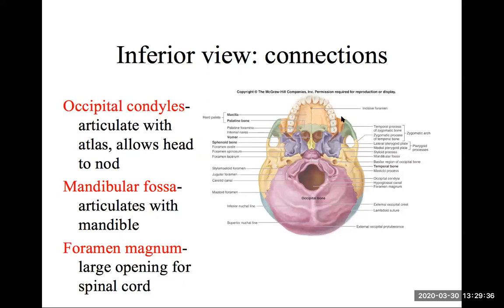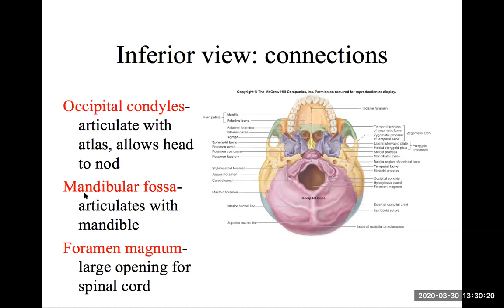Looking from an inferior view, we can locate some of the structures that are critical to this cranium. We have the occipital condyles, and notice it's part of the occipital bone. These condyles are on either side of the large opening. This large opening is the foramen magnum. And the occipital condyles are going to make a joint with a bone called the atlas, which is the first cervical vertebrae. This joint allows your head to make a nodding motion. So if you move your head backward and forward, like you're nodding yes, this is between those 2 bones.